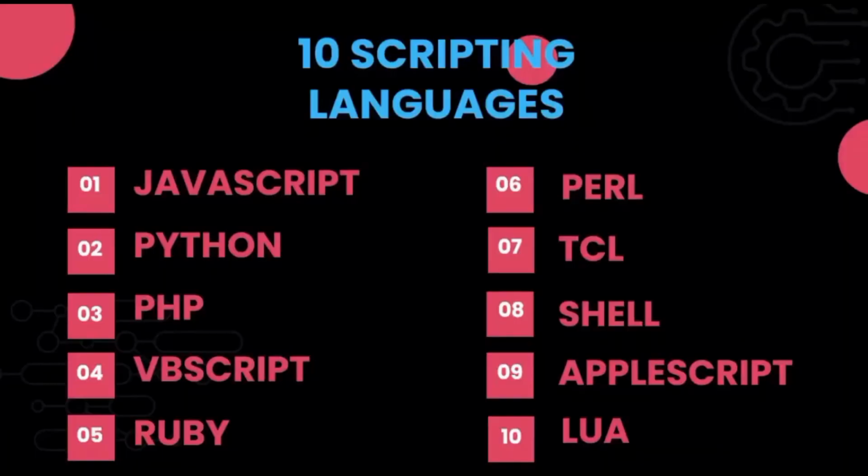10 scripting languages. Number 1. JavaScript, Python, PHP, VB, Ruby, Perl, TCL, Shell, AppleScript, and Lua.